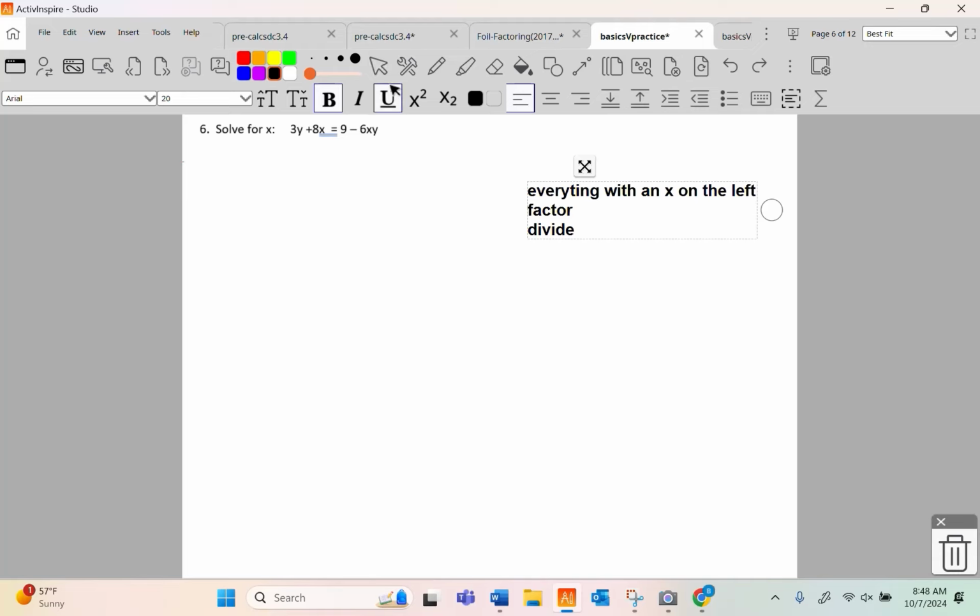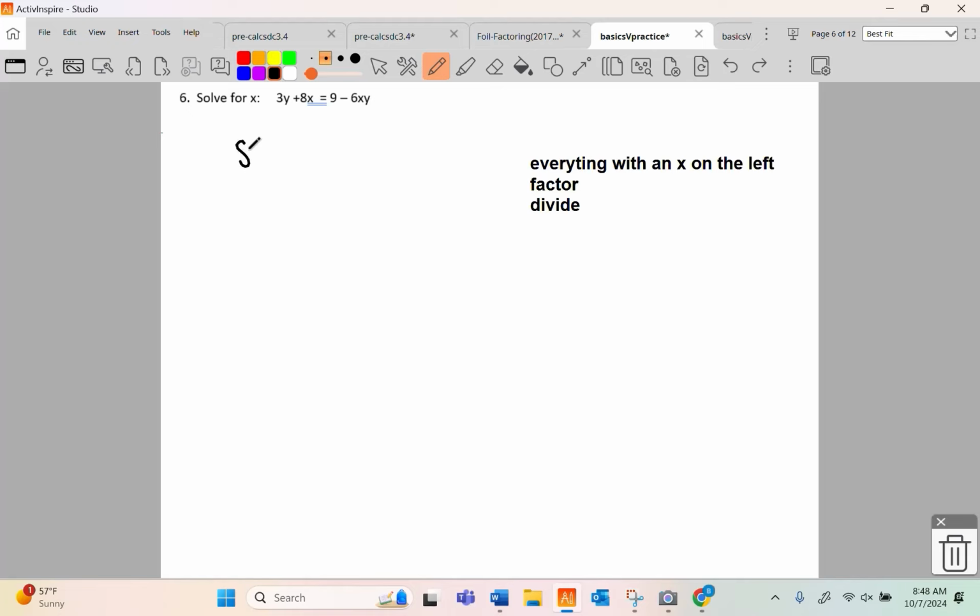So 8x has an x. We're going to leave it where it's at. This guy has an x. It's going to move over. It's going to change its sign. 9 doesn't have an x. We leave it in place. 3y shifts over. Ta-da! There we go. Now, usually when we factor, we pull things out, we pull out as much as we can, but not in this case because all I want is an x. So I'm going to leave a lot more in place than I usually do.